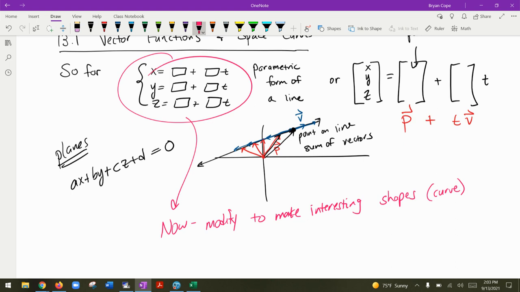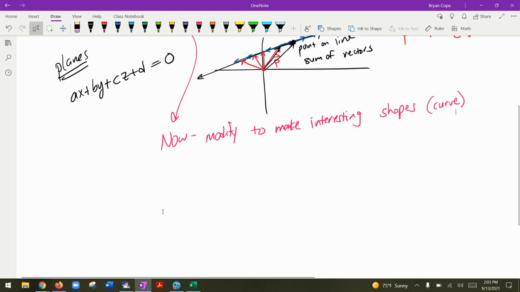Okay, so let's see what a vector function is. Let's just define it, and then I'm going to ask you right away to come up with a certain shape. So a vector function is something of this form.